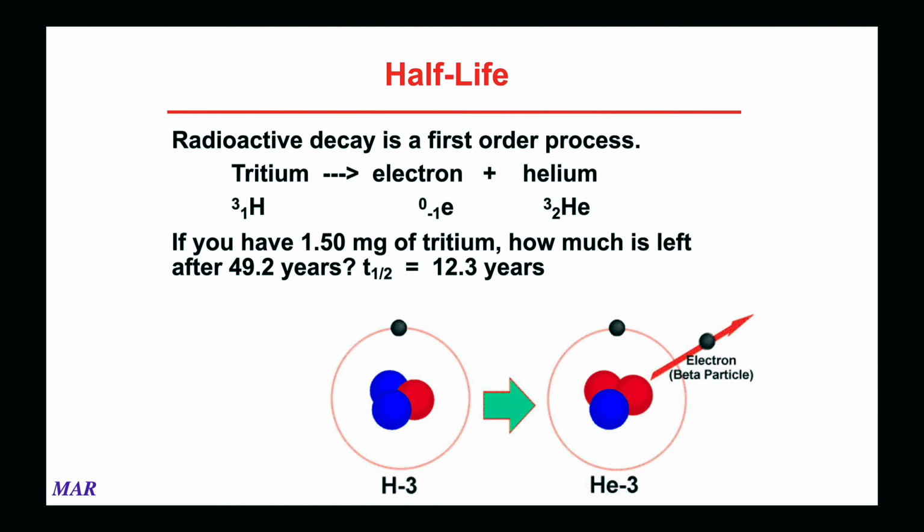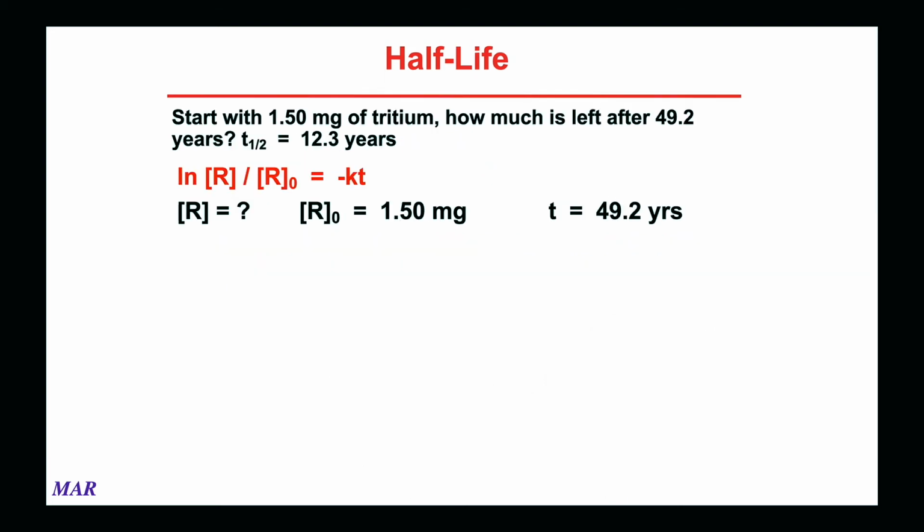The half-life, 12.3 years. So let's say we have 1.50 milligrams of tritium. How much is left after 49.2 years? And again, the half-life, 12.3 years. Electrons in this case are actually referred to as beta particles. And we're going to talk about that more in the next chapter of Chem 222. But for right now, we're focused more on half-life and how we can use half-life to solve equations like this.